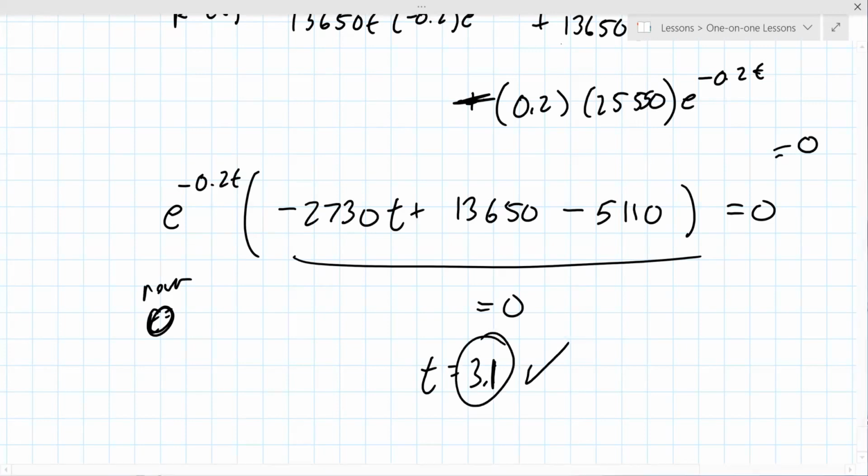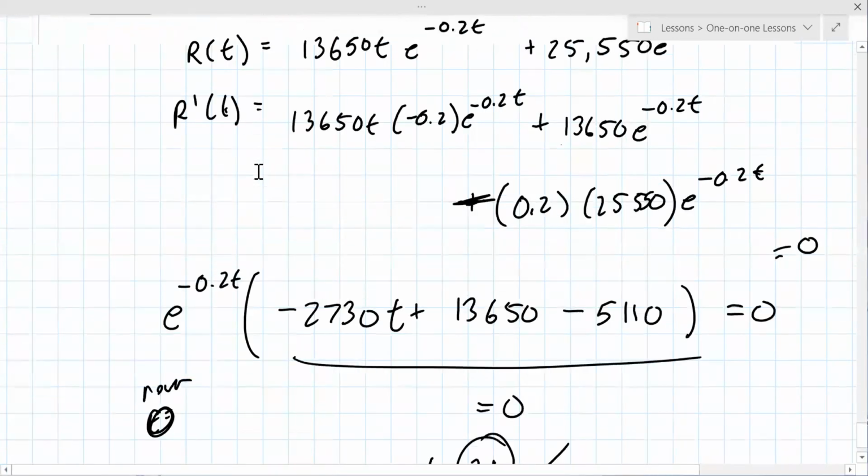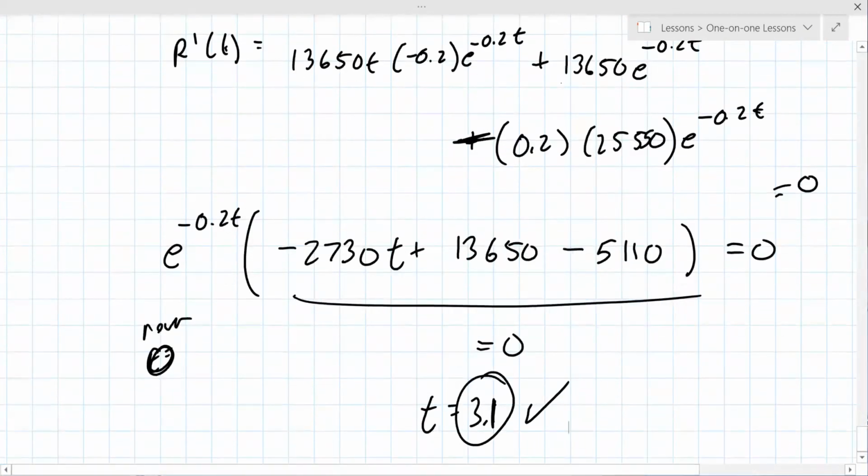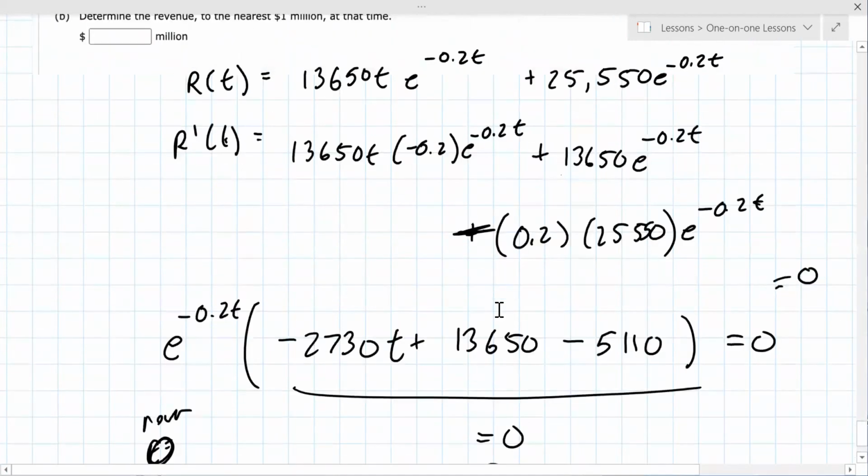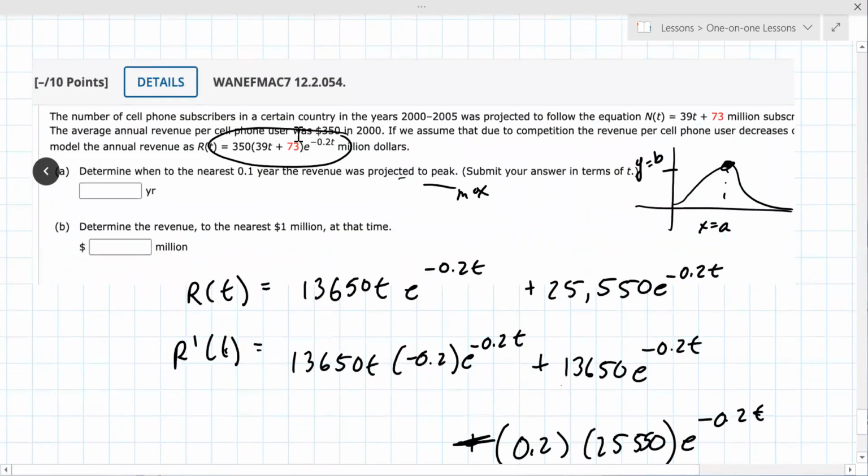And then determine the revenue at that time. So you want to use your unrounded answer, not the 3.1, but you want to put that back into this original. I would just go up to this original one. But you can do that in your calculator with A and S if you need to. I'll do it here for you as well. 350 times.